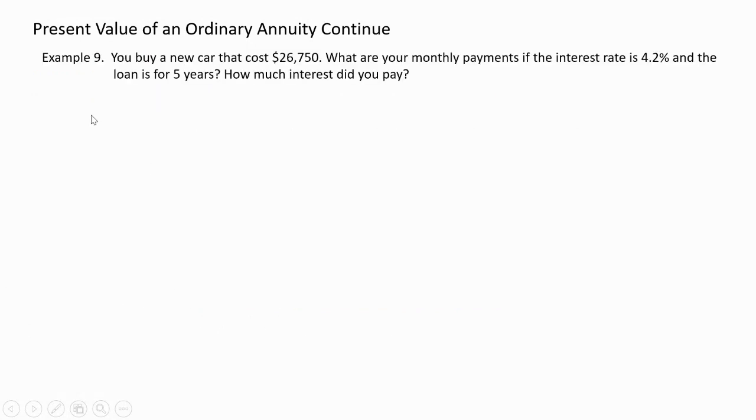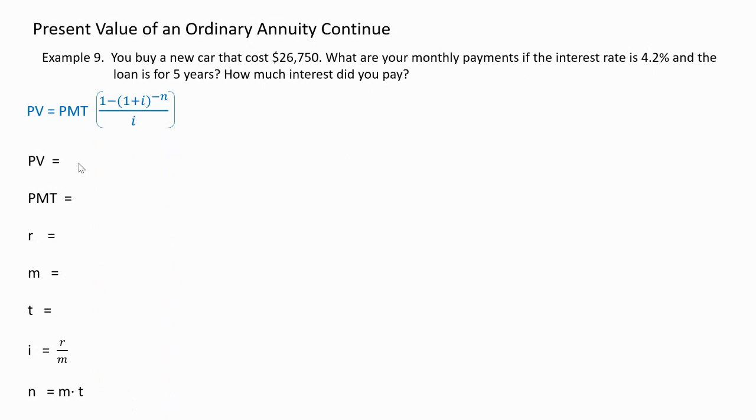So let's do an example here. You buy a new car that costs $26,750. What are your monthly payments if the interest rate is 4.2% and the loan is for 5 years? How much interest do you pay? So there's the formula. Let's plug everything in for the seven variables, and there's only going to be one variable that's unknown after we plug everything in.